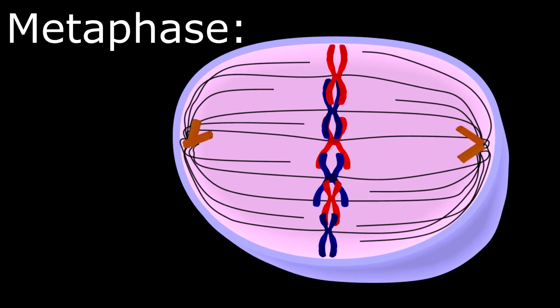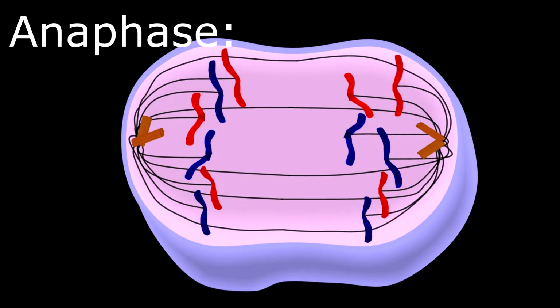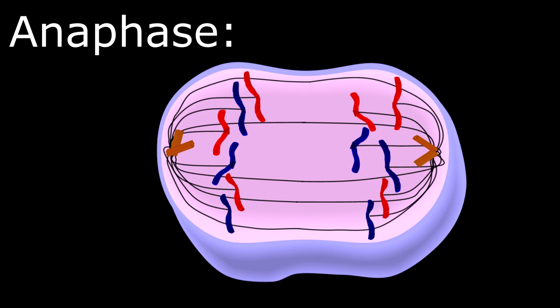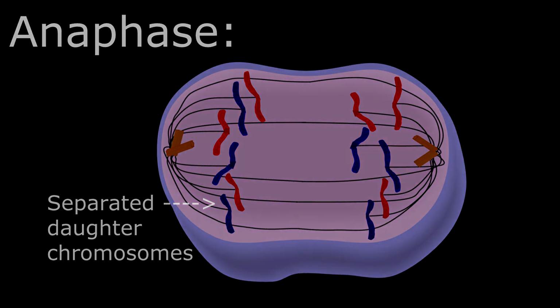In metaphase, spindle fibers align the chromosomes along the middle of the cell nucleus. This is so that when anaphase occurs, each nucleus is ensured one copy of each chromosome. During anaphase, the spindles contract, and the spindle fibers attached to the paired chromosomes separate them, and pull them to opposite sides of the cell.